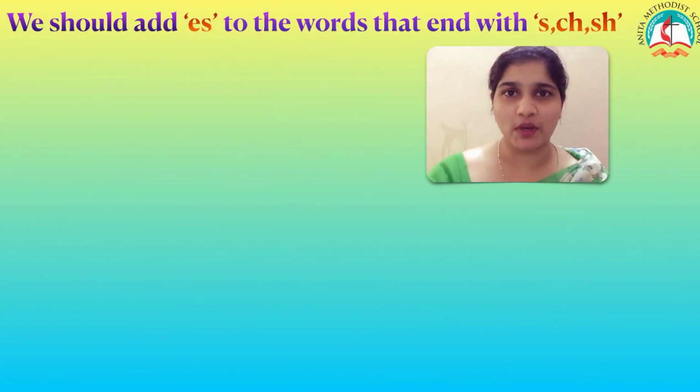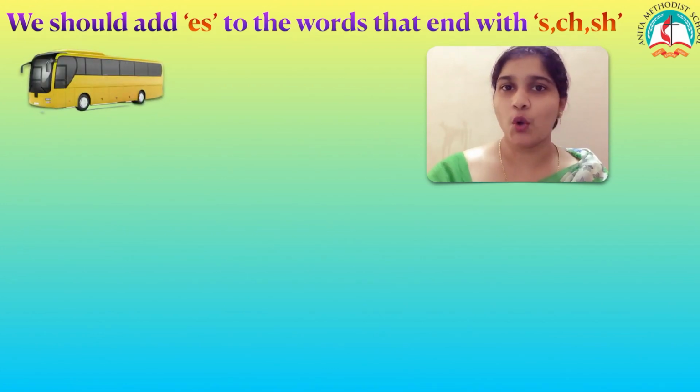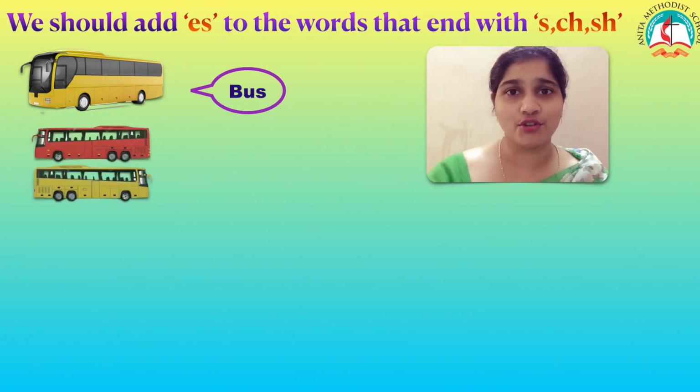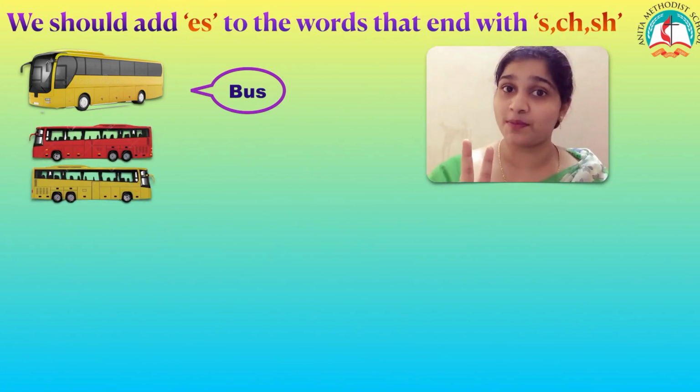Here is the next rule. We should add es to the words that end with s, ch and sh. Here is the example. What do you see in this picture? It is a bus. What is the last letter of this word? It is s. So if you see the rule, you need to add es to the words that end with s. How many buses do you see in this picture? It is 2, which is plural. So when I need to convert singular to plural, in this case I need to add es as the last letter of the word is s.